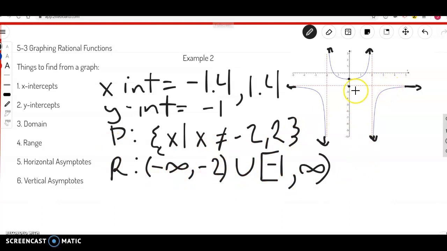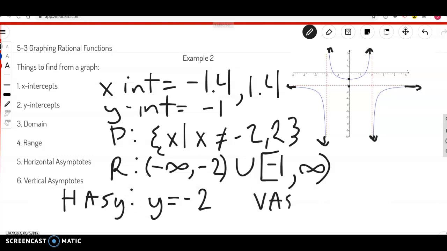Our horizontal asymptote is always a y equals equation. So our horizontal asymptote in this case is the equation y equals -2. Your vertical asymptotes are always going to be x equals equations. Notice in this case there are two vertical asymptotes, so we need two equations. We have one here at -2 and at +2, so we have x equals -2 and x equals +2.